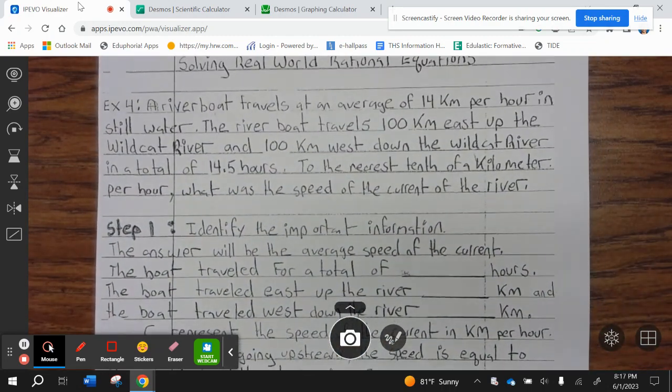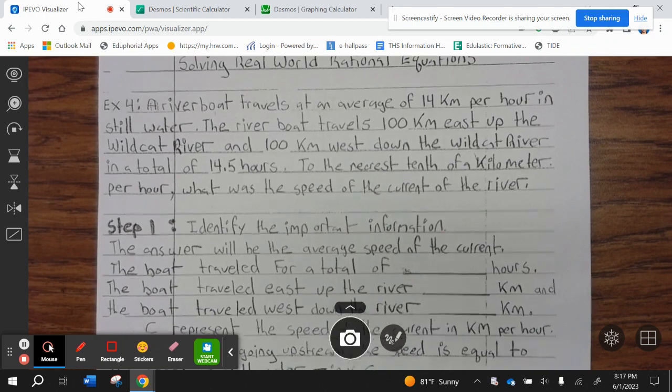A riverboat travels at an average of 14 kilometers per hour in still water. The riverboat travels 100 kilometers east up the Wildcat River and 100 kilometers west down the Wildcat River, in a total of 14.5 hours. Round to the nearest tenth of a kilometer per hour. What was the speed of the current of the river?